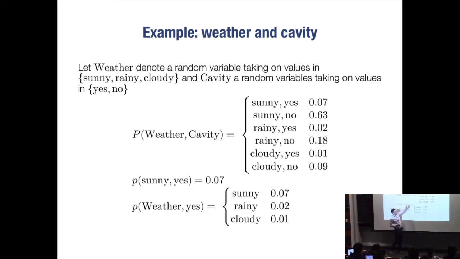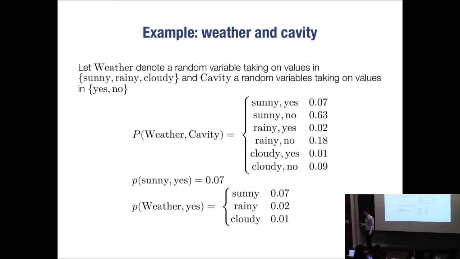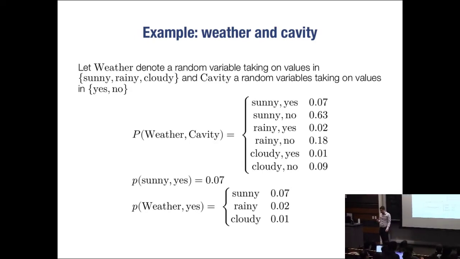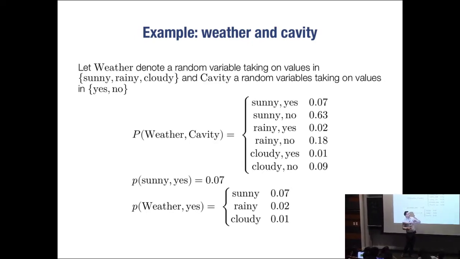So if I want to talk about the joint distribution of the random variables weather and cavity, that would be a function that maps from every possible combination of those values to a probability. And these sum to 1, of course, when we add these all up. This is a full joint distribution over those 2 things.